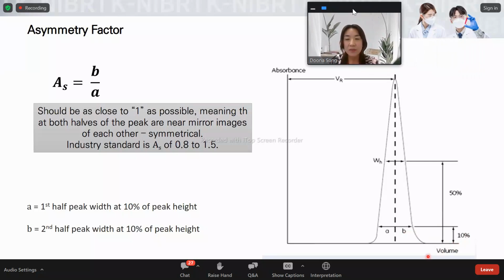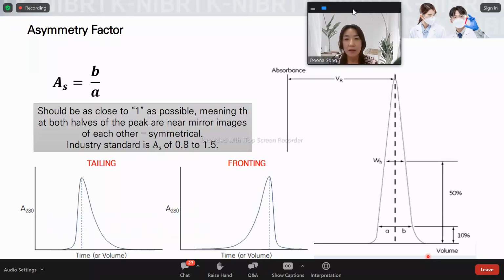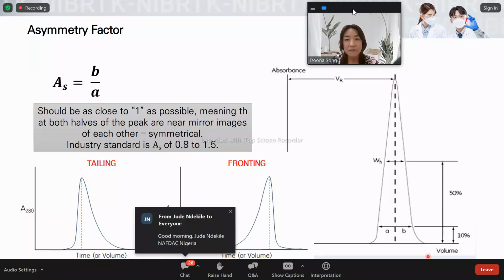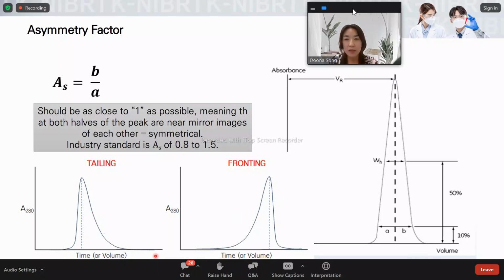When the asymmetry factor is 1, the peak is perfectly symmetric. This is ideal. But when the asymmetry factor is greater than 1, the peak tails to the right. And when the asymmetry factor is less than 1, the peak fronts to the left, like this. The industry standard is 0.8 to 1.5.